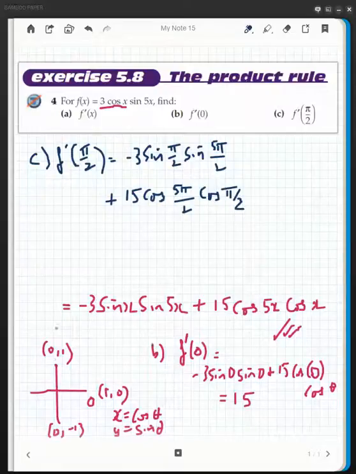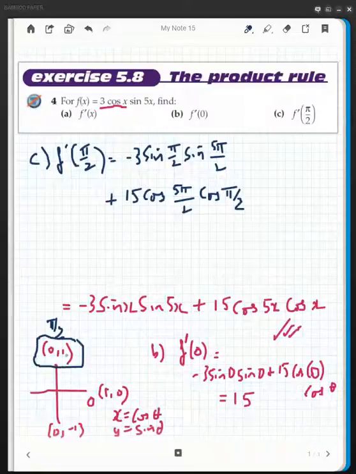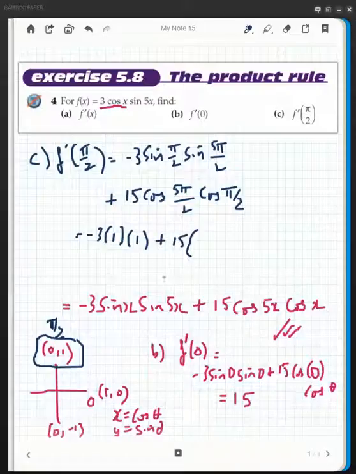Okay, here's where pi on 2 is, and 5 pi on 2, well, that's pi on 2, 2 pi on 2, 3 pi on 2, 4 pi on 2, 5 pi on 2 is in the same spot. Sine is the y coordinate, so the y coordinate will be 1. So that's going to equal -3 times 1 times 1 plus 15 times, cos is the x coordinate, 0 times 0. So it's going to equal -3.